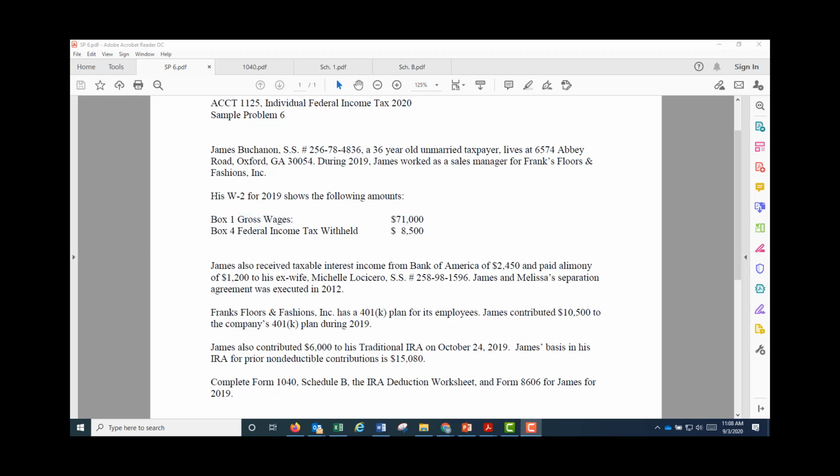Continuing on with the sample problem, James contributed $6,000 to his traditional IRA, and his basis in the IRA for prior non-deductible contributions is $15,080. Let's now learn a little bit more about individual retirement accounts before we move on with the sample problem, okay? So see the next video.